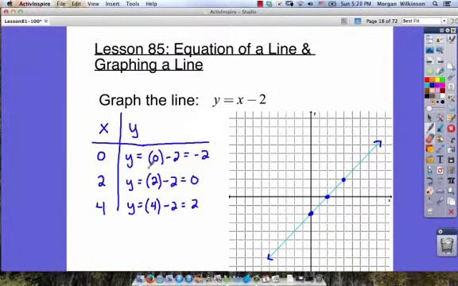Remember, build the x and y table, choose 3 values for x, and solve each one of them for y. Plot your coordinate pairs. We've got one more example today.